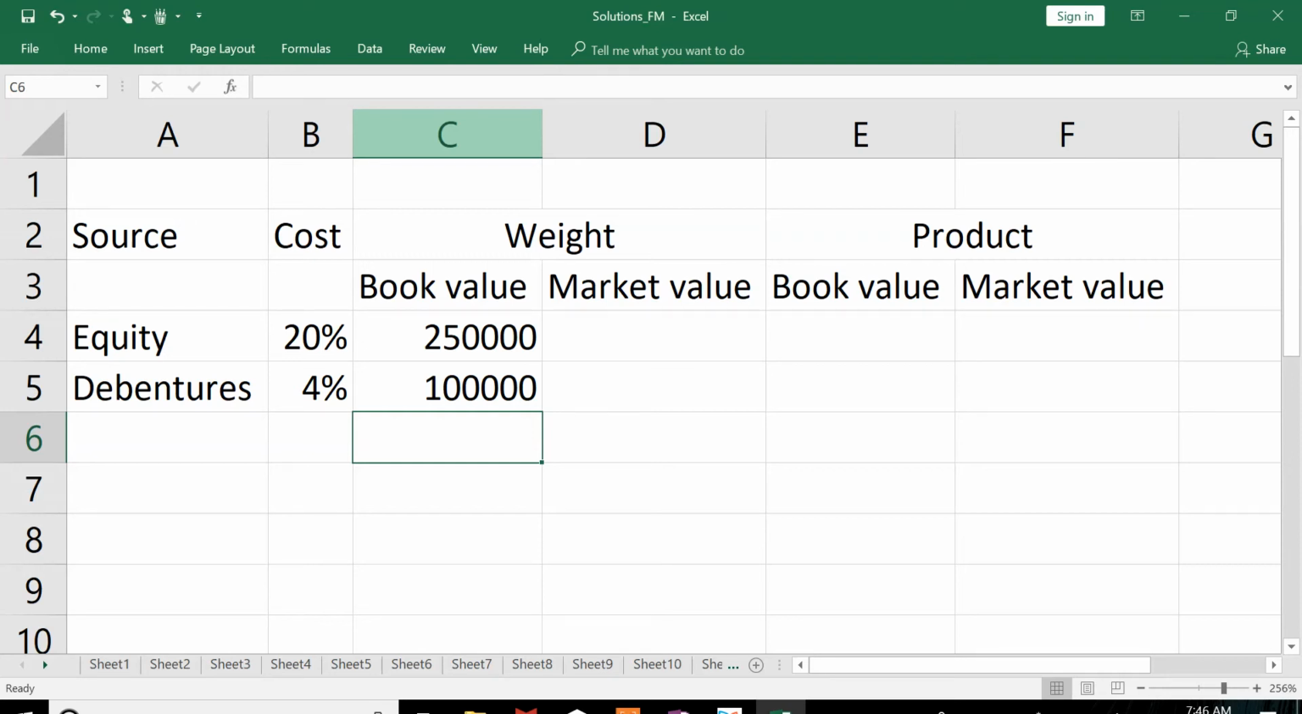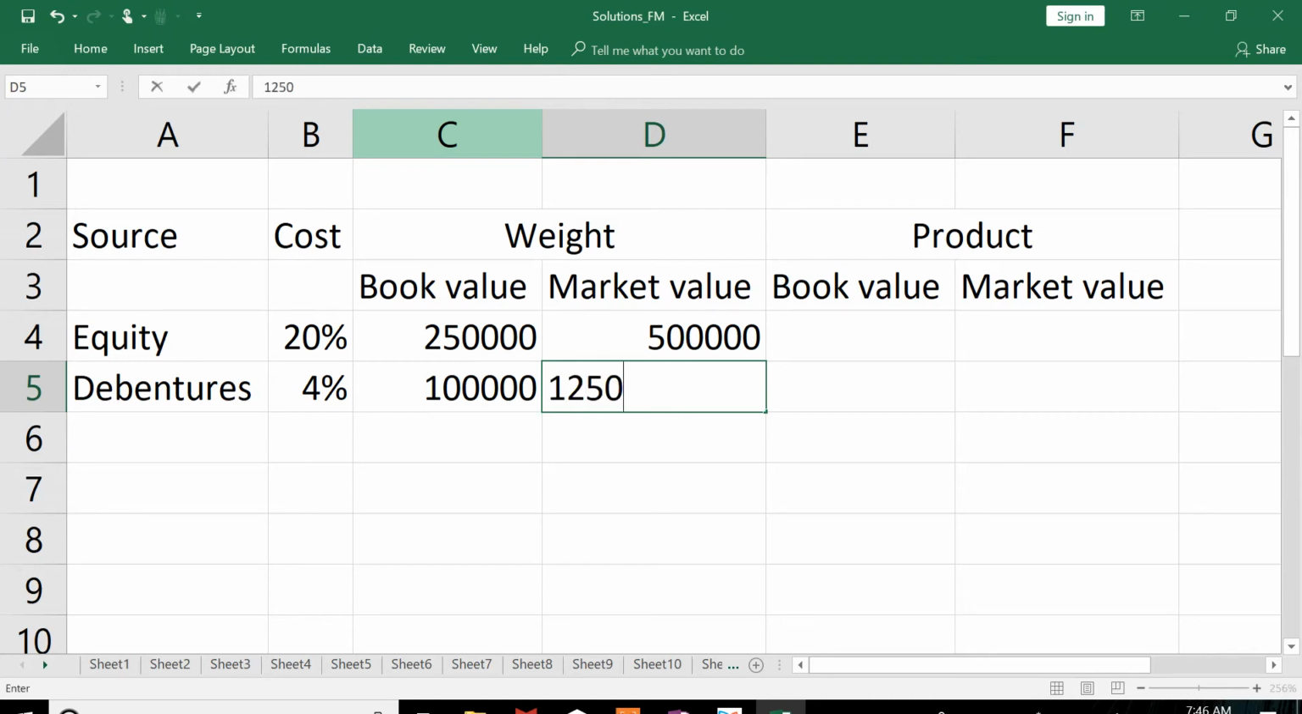Now for market value, you divide the 2,50,000 by the face value and you get the number of shares. That number of shares is multiplied by the market price. That is called market value, the value of the shares in the equity market or the debenture market. So 2,50,000 divided by the face value gives 25,000, into the market price of 20. For debentures, 1 lakh divided by 100, into the market value per debenture, 125. So this is going to be 1,25,000. Any doubts on this?